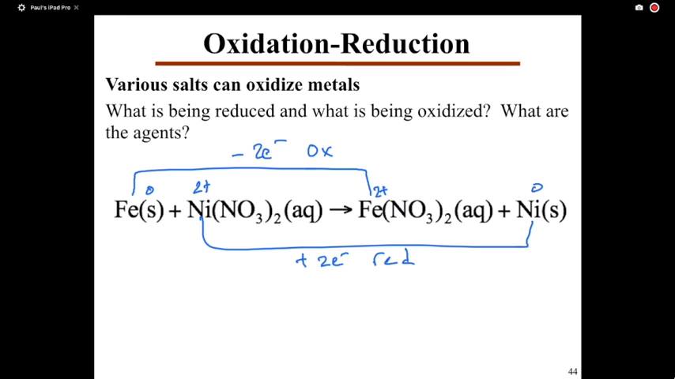All right? Now, I could give you a whole equation like this and ask you which one's oxidized, which one's reduced. If iron is being oxidized, it is the reducing agent. And if nickel is reduced, it's the oxidizing agent. And so you can label them. So if I give you the entire equation, you can identify these pieces. But I'm not just going to do that. I'm going to ask you to predict if these reactions will actually occur.